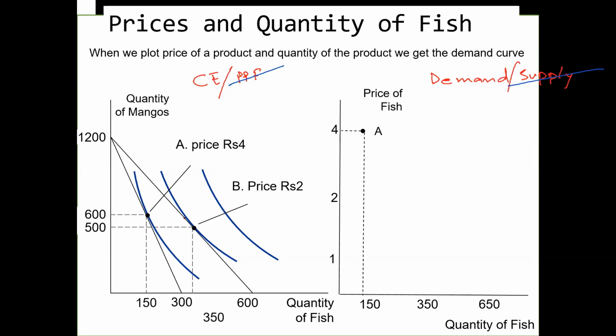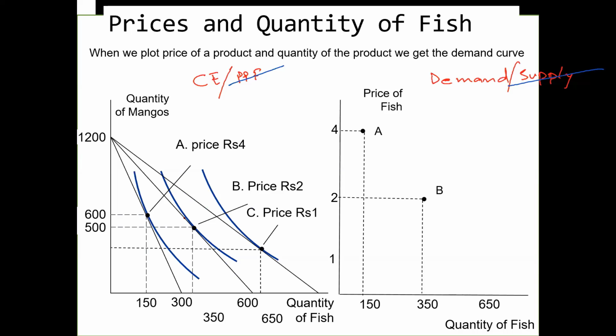Suppose the price of fish decreases to 2. The budget line will rotate outward and our demand will increase from 150 to 300. Now we put that point B on the demand graph. Then suppose the price decreases further. The budget line will rotate further outward, and at price equal to 1, the demand is 650. Okay, so if we join all these dots, what will happen?